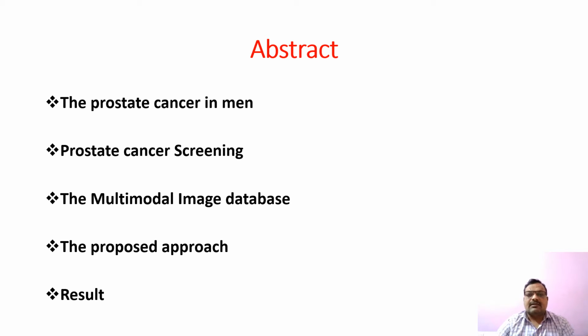So here I start the explanation of the abstract first. My paper is related to prostate cancer. Prostate cancer is the second most frequent cancer in men and the fifth leading cause of cancer death. At the earliest stage, the prostate cancer is asymptomatic and does not require any care. However, if screened at an early stage, it can be removed immediately.